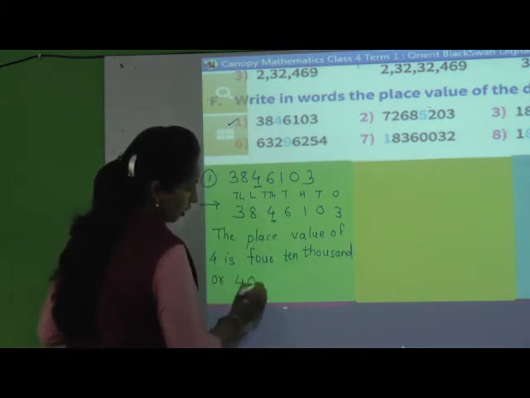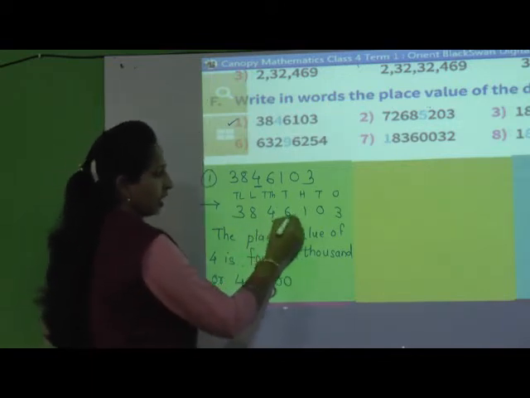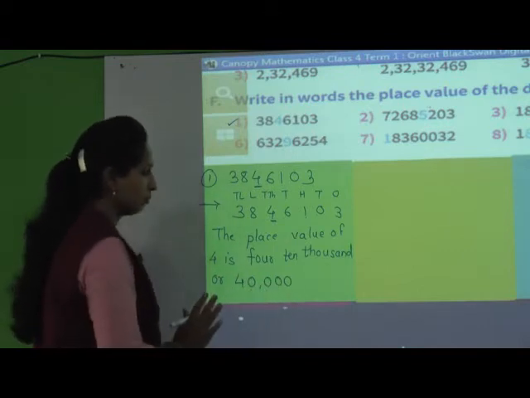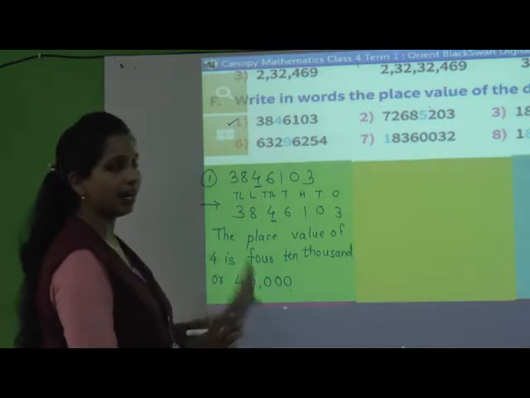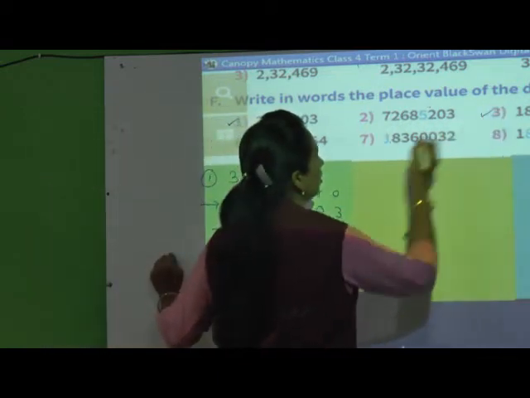So 40,000. I have placed the 4. After that 1, 2, 3, 4. 10,000 is a 5 digit number with 4 zeros. Keep in your mind. Now we will solve the third one.